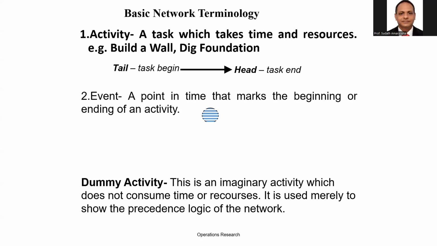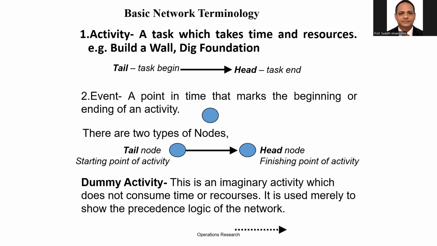That's the event: a start event and an end event. Normally we use a circle, or node, another term, to represent the event. For any task or activity, we can see the starting event and finishing event, because there are two types of nodes. We call them the tail node and the head node. The tail node represents the starting point of the activity. The head node represents the finishing point of the activity.